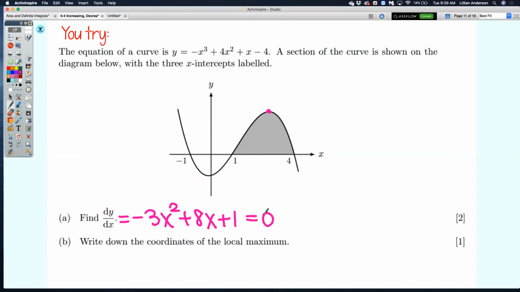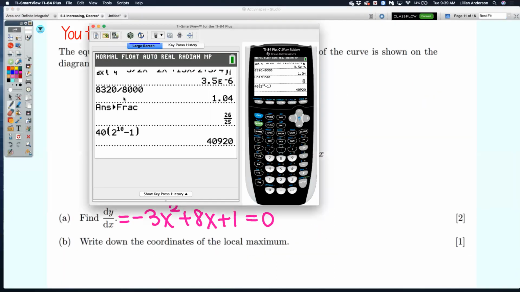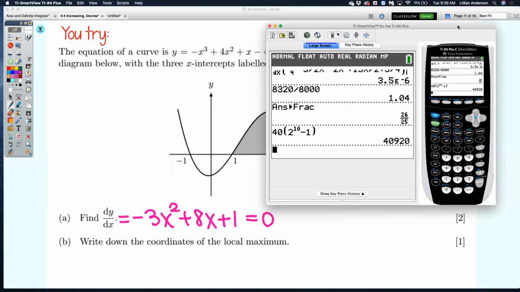But if you notice, when I multiply -3 and 1, there are no two numbers that can multiply to give me -1 that could add together to give me 8. So don't forget, you can also use your calculator to find these x values. Okay? Don't forget about that as well.